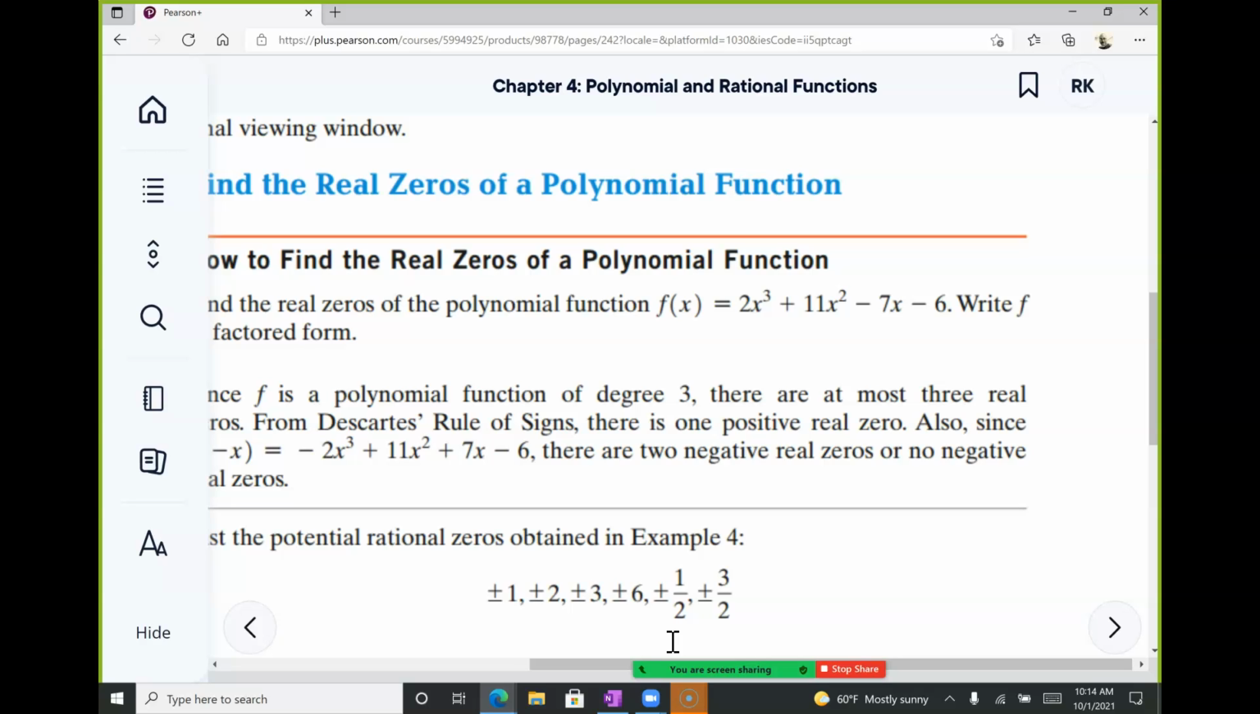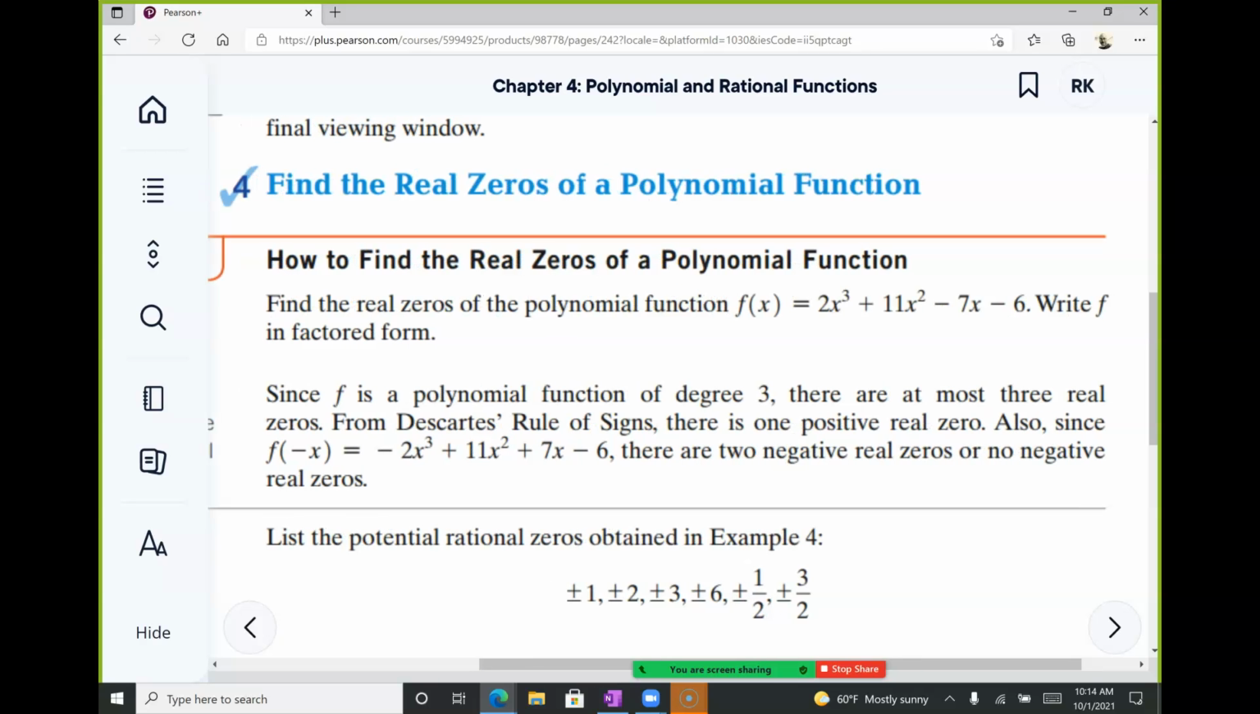If I put in negative x, and now I count my sign changes, look at this function. Can you see it in the second paragraph here? I put in negative x and I got negative 2x cubed plus 11x squared plus 7x minus 6. I have 2 sign changes there, right? So I'm going to have 2 negative roots, or 4 negative roots, or 6 negative roots, always plus 2.